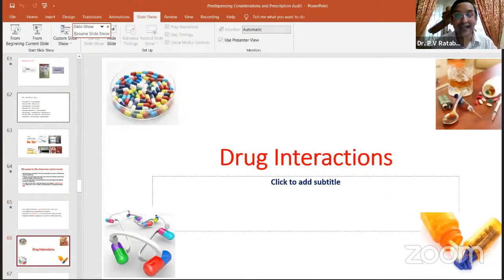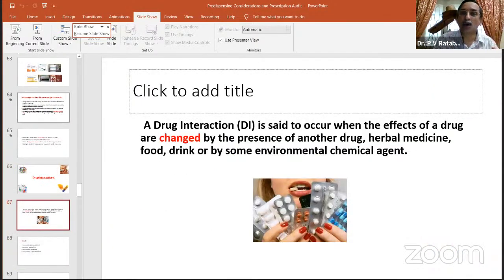Now, third important thing, drug interactions. So we'll rapidly go through drug interactions. I know it is a very, very vast topic, but I've just put a few common drug interactions that can occur and you can help the patient. So drug interaction occurs when the effects of a drug are changed by the presence of another drug, herbal medicine, food, drink, or by some environmental chemical agent.